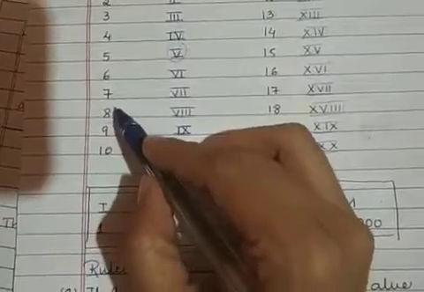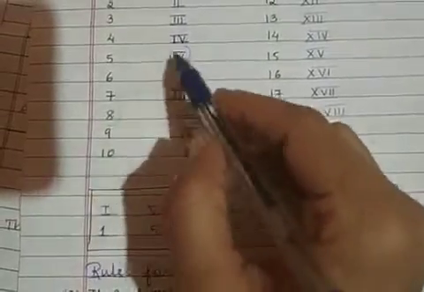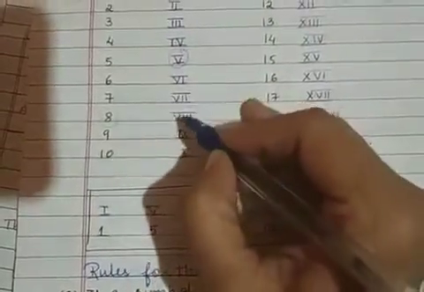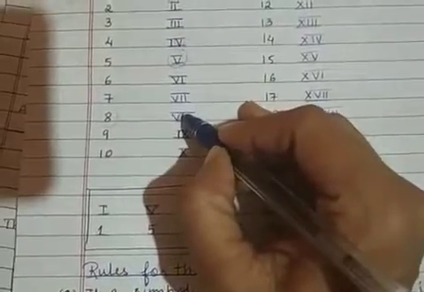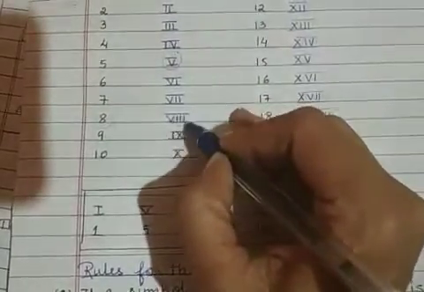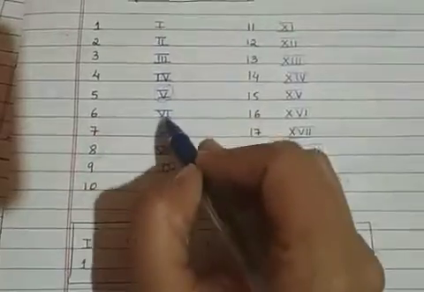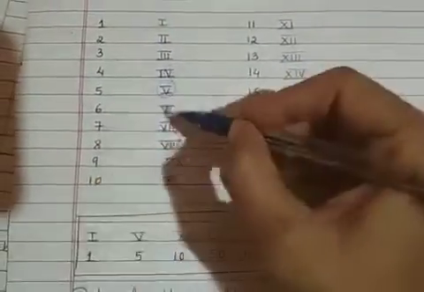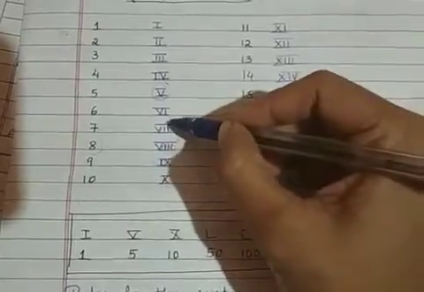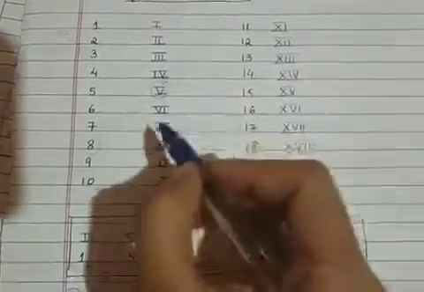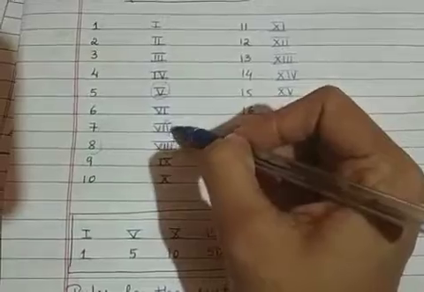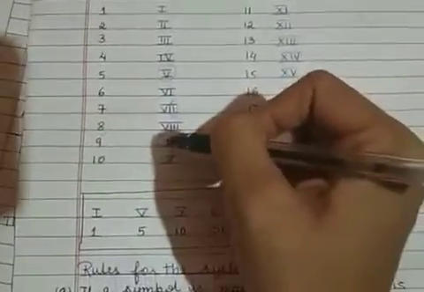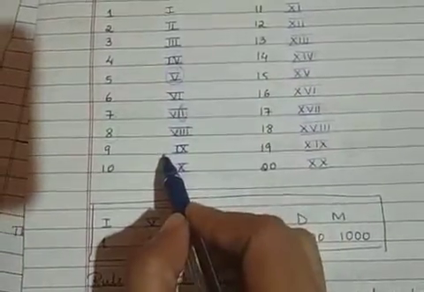Now 8 can be written as 5 plus 3, correct? So it is 5 plus 3. So plus means it is written to the right. 6 is 5 plus 1. So again write it to the right. 7 is 5 plus 2. So this way, if you are adding the digits, you have to write it to the right side. If you are subtracting, write it to the left side.